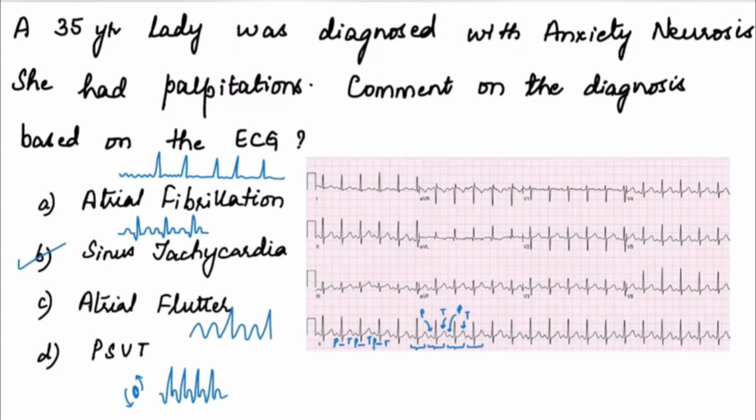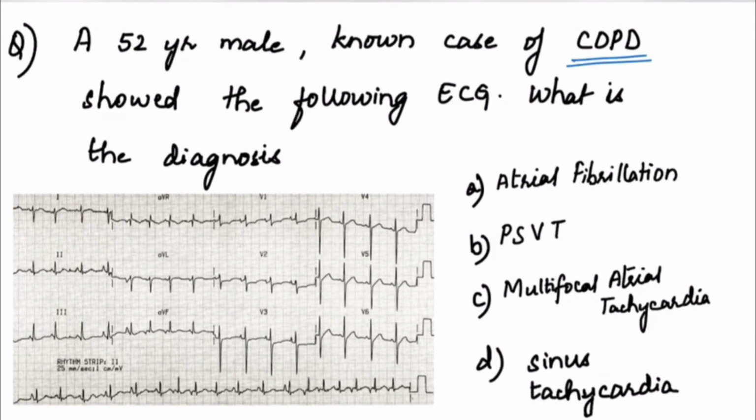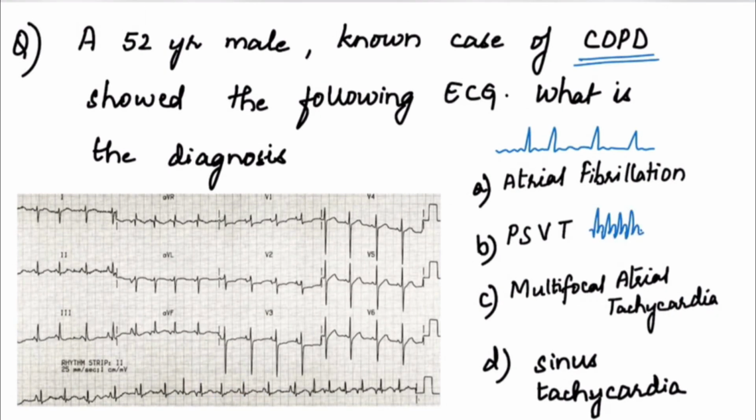Now the next question. A 52-year male, known case of COPD. So COPD is the hint that is given in the question. Showed the following ECG. What is the diagnosis? Again, in atrial fibrillation, there should be fibrillary waves with irregularly occurring QRS complexes. But here in the ECG, very clearly P waves are present before the QRS complexes. So it is not AF. In paroxysmal supraventricular tachycardia, the P waves should be hidden inside the QRS complexes, and also the rate should be very high, to about 250 beats per minute or even more.